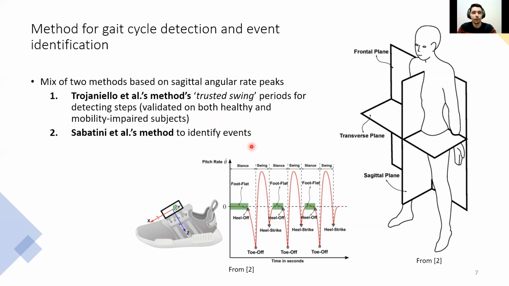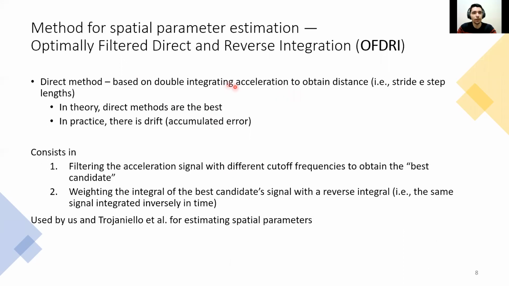How it works is the positive peaks here correspond to swing phases. So you can define an interval, for instance, from here to here, where there had to be a swing phase. So you call it the trusted swing period. And if there was a swing phase, then there was a gait cycle. And then we use Sabatini et al.'s method to identify events based on these negative peaks here, the toe off and the heel strike, and then we use the timings to estimate temporal parameters.